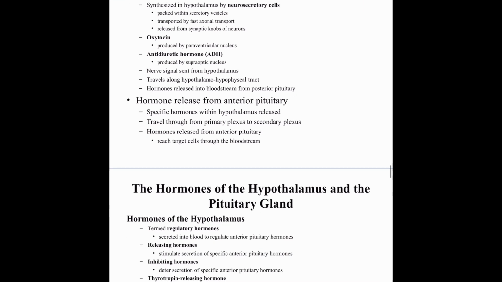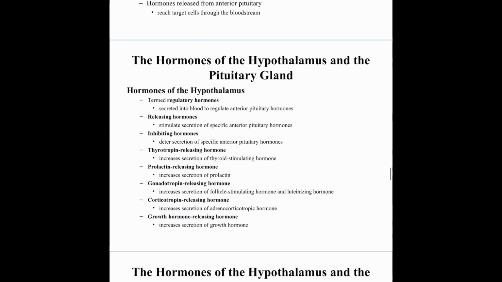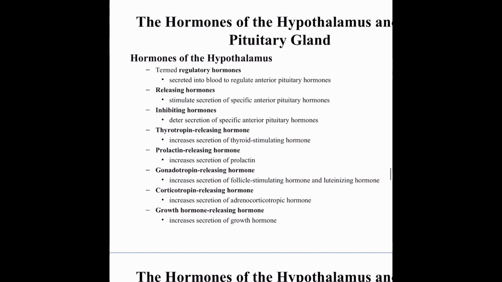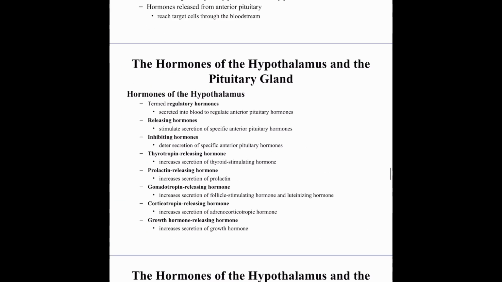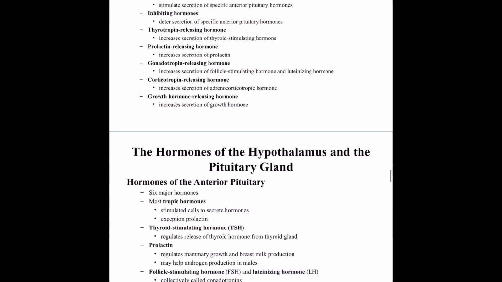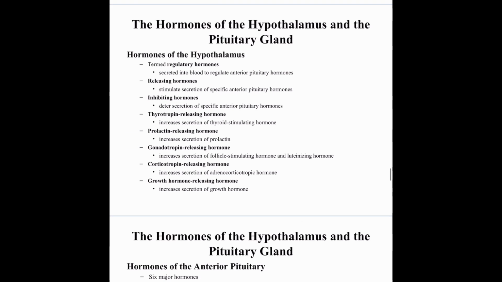Hormone release from the anterior pituitary is controlled by specific hormones within the hypothalamus. So yeah, releasing hormones, inhibiting hormones. And here, again, is just a larger overview, essentially saying what it secretes or what it increases secretion of, right? So again, review this, try and memorize as much as you can, try and make things make sense for yourself.